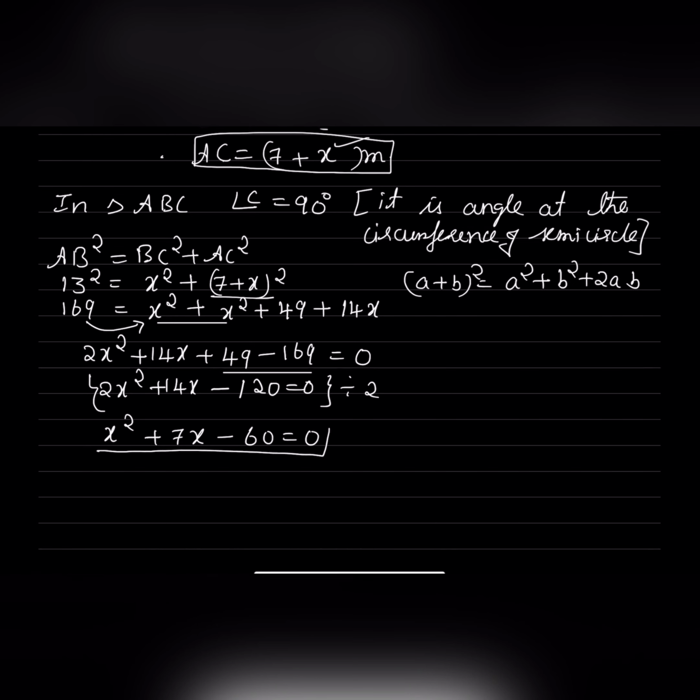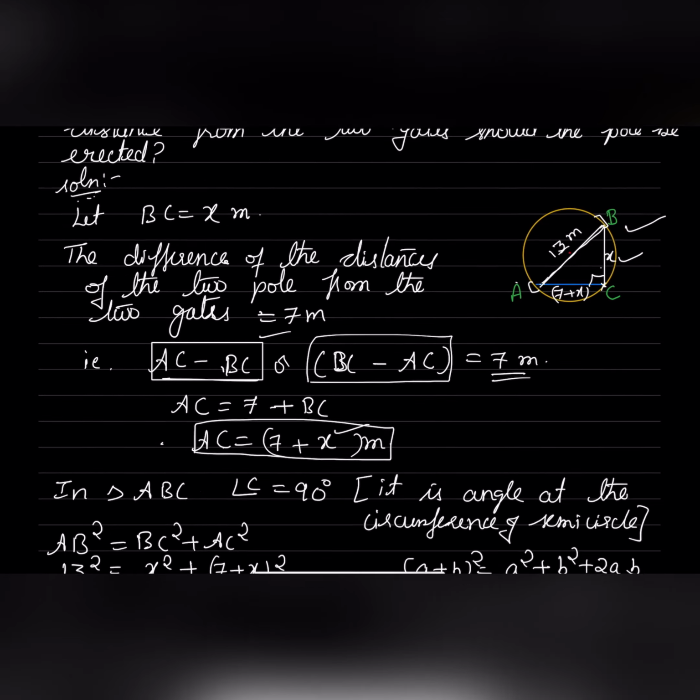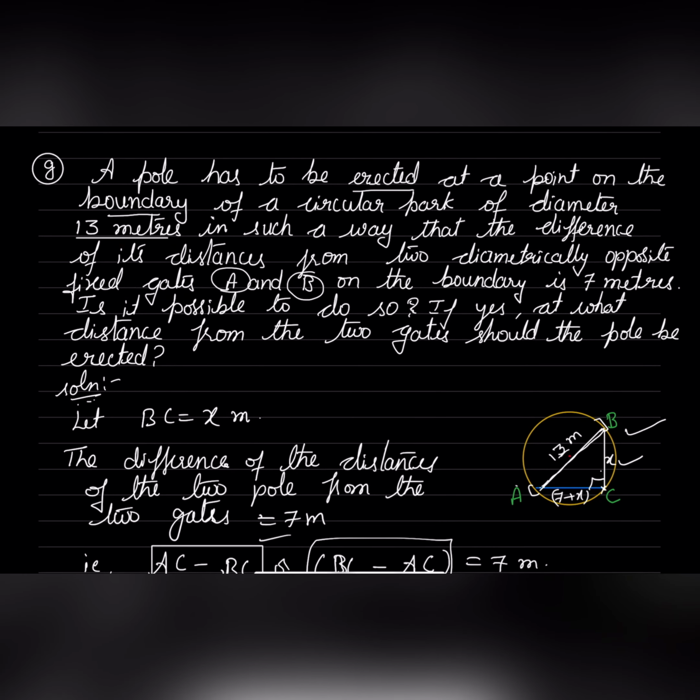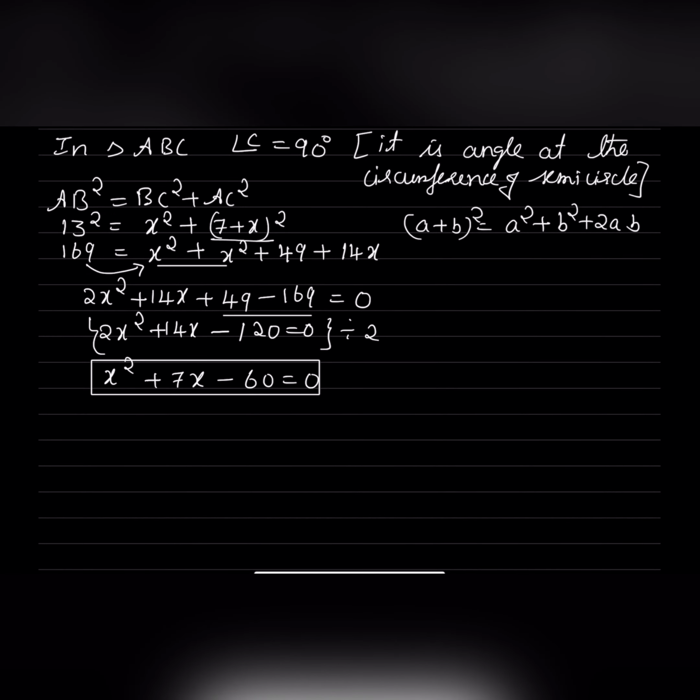And we should find out whether this is possible or not, because they have asked is it possible to do so. So we have to find out whether it is possible or not. That is, we need to find out the discriminant. D is equal to b square minus 4ac, which should be greater than or equal to 0. Then only it is possible, otherwise not possible.